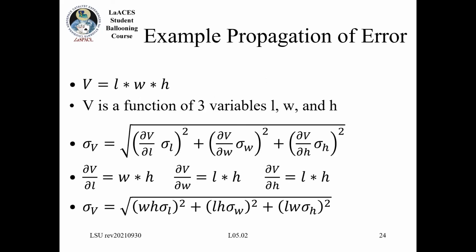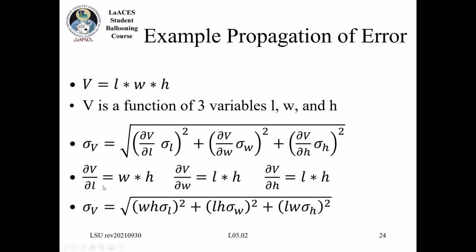So now I need to calculate all of the partial derivatives so that I can calculate my total error. So the volume is a function of these 3 variables, length, width, and height. Those are like my x1, x2 in that earlier generic formula. So my formula for the error in the volume is this first equation right here, right? So I need to take the partial derivative of volume with respect to length, width, and height, and multiply each one of those times the right error. I square them all together.